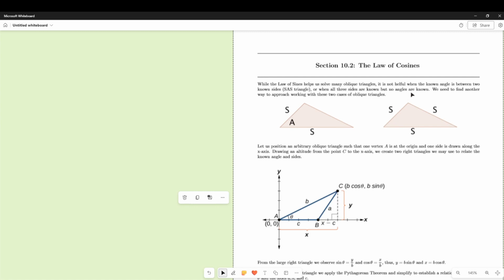Also, if we have all the sides and don't have any angles, we can use law of cosines to build one of these opposite angles, and then that would, of course, give us an opposite pair.